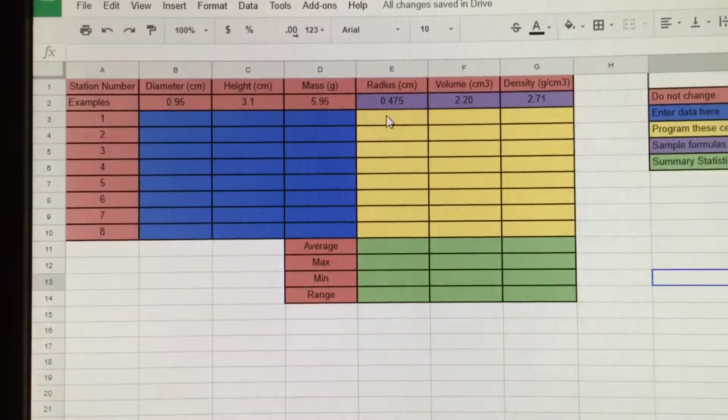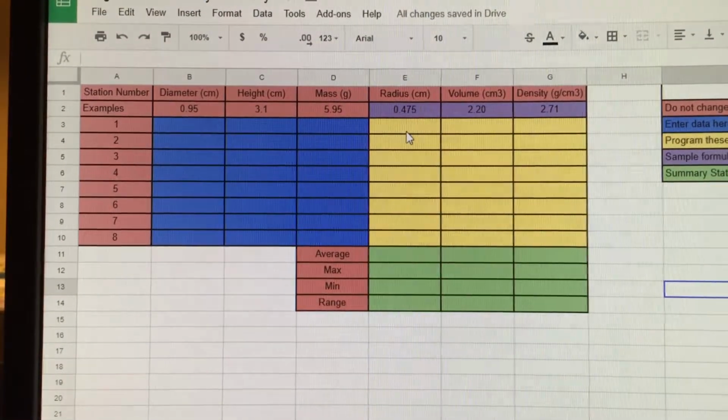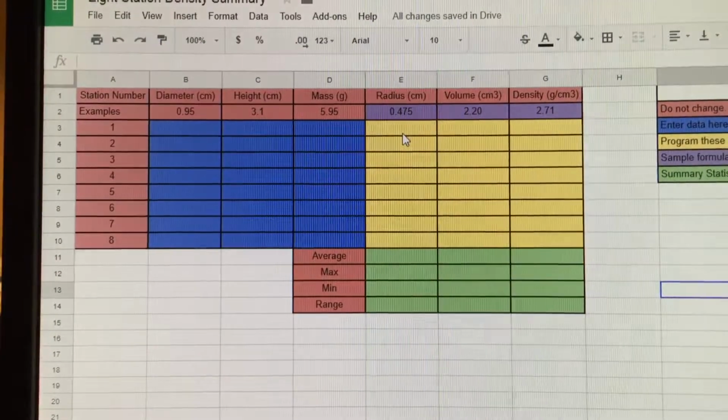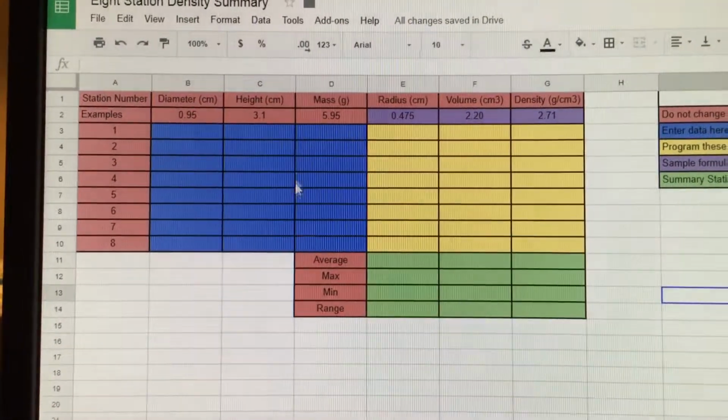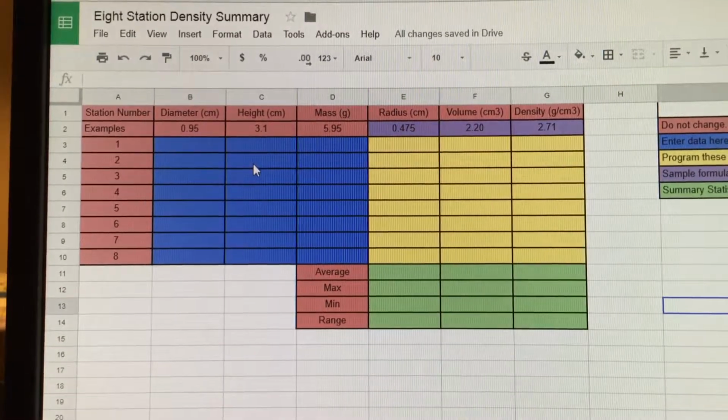Good morning. Your assignment today is to program this spreadsheet to calculate the radius, volume, and density of the various cylinders you measured in lab last week.